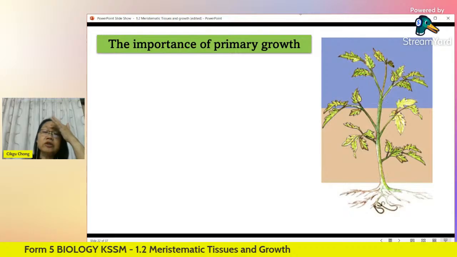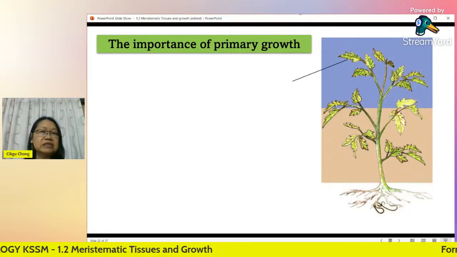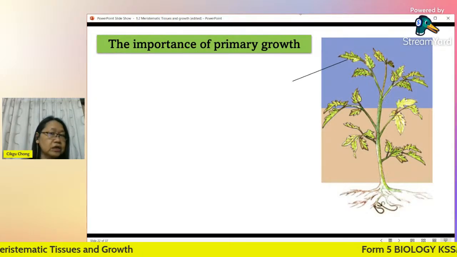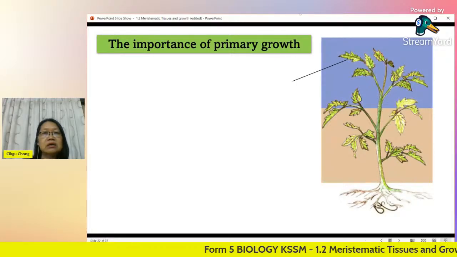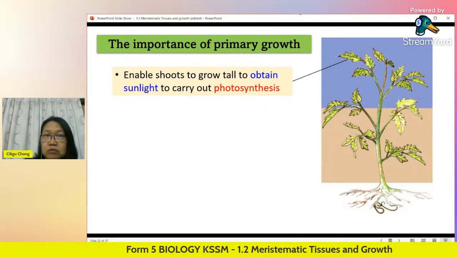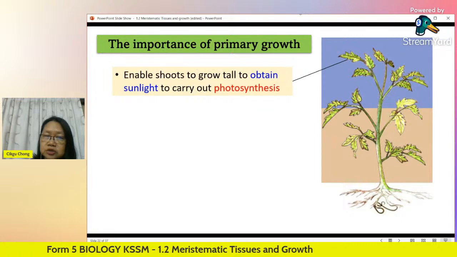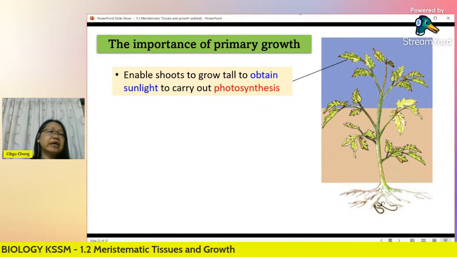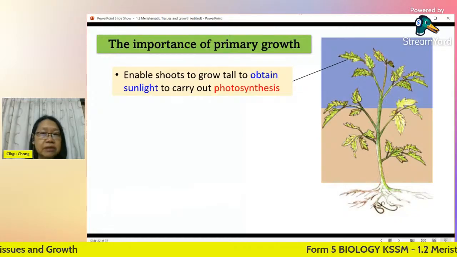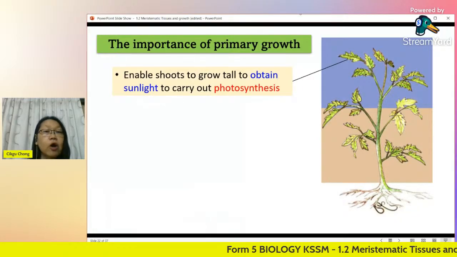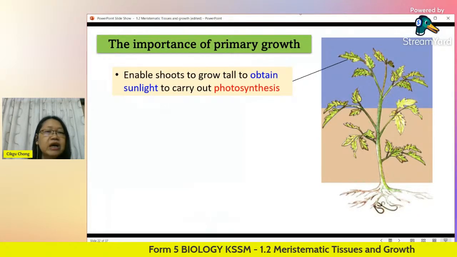Okay, importance of primary growth. Now, why do we need primary growth? This is very easy. I told you earlier that primary growth involves an increase in length in the shoot going upwards and the root going downwards. So it's very important. You need the shoot to be able to grow tall so that it can obtain enough sunlight to carry out photosynthesis to make food. Otherwise, the plant cannot survive. That's why all plants carry out primary growth.